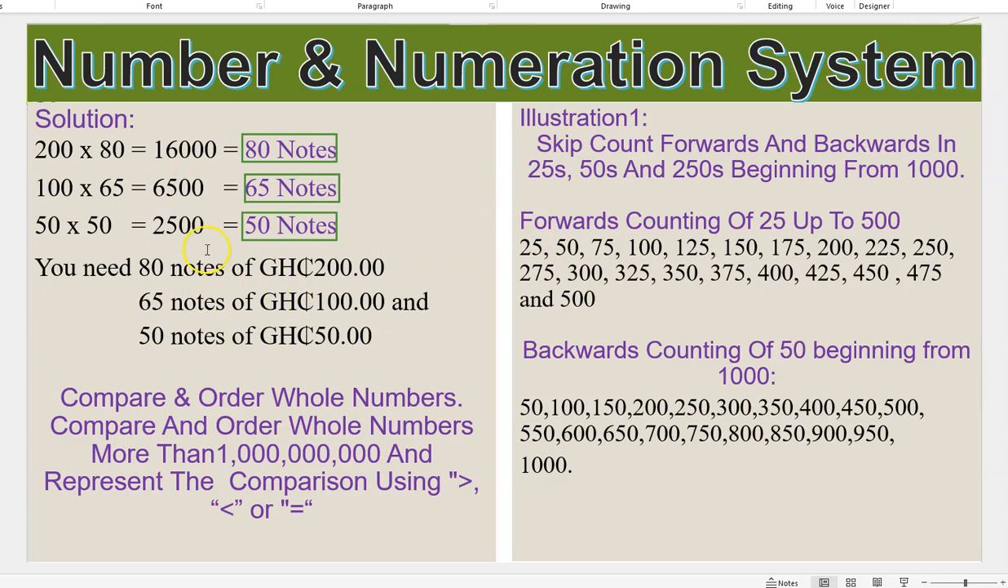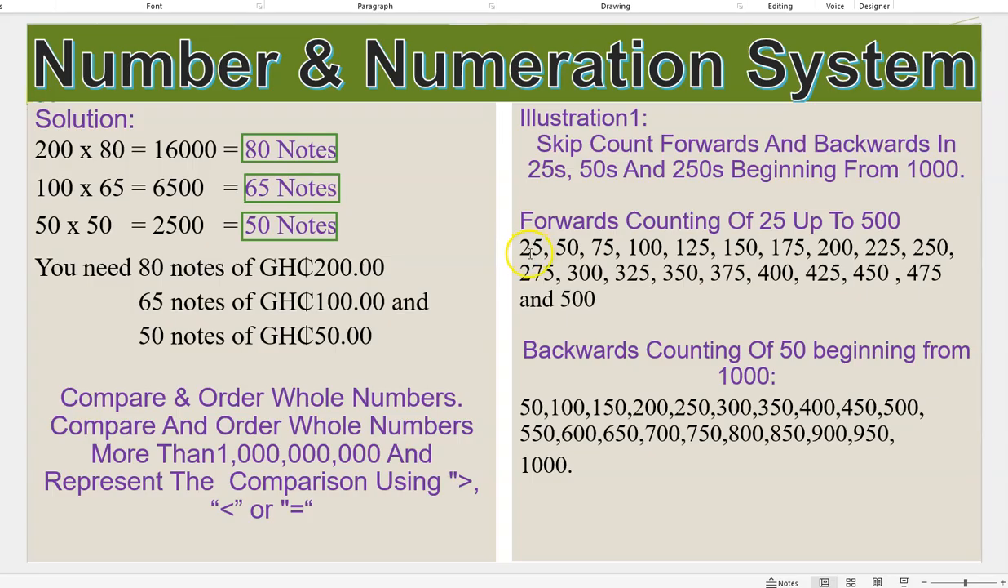This is the continuation from the question we just looked at. Compare and order whole numbers. Compare and order whole numbers more than 1 billion and then represent the comparison using greater than, less than, or equal to. First, we'll be looking at skip counting forwards and backwards in 25s, 50s, 250s, beginning from 1,000. So forward counting of 25 up to 500. So you can see we are going to count, but this time we are going to count by 25s.